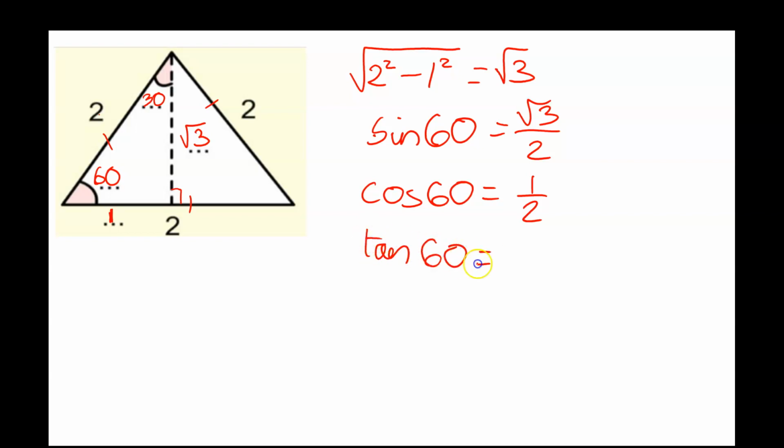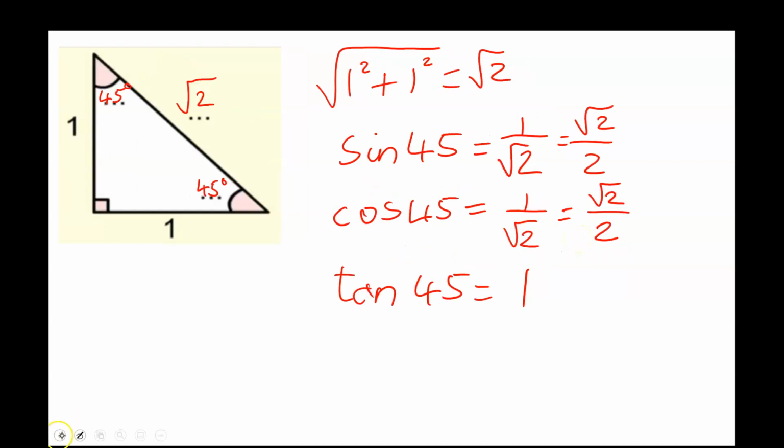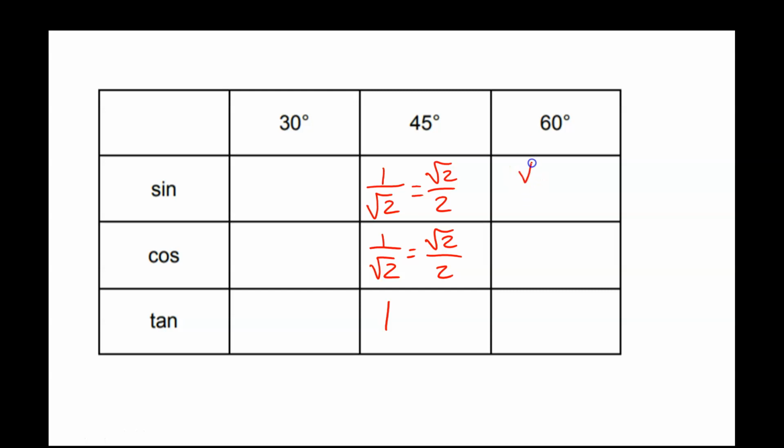Tan of 60 is opposite over adjacent. Sorry, brain went dead there. Right, okay, so we can pop those values in our table. Root 3 over 2. We said that was a half, and that was root 3.